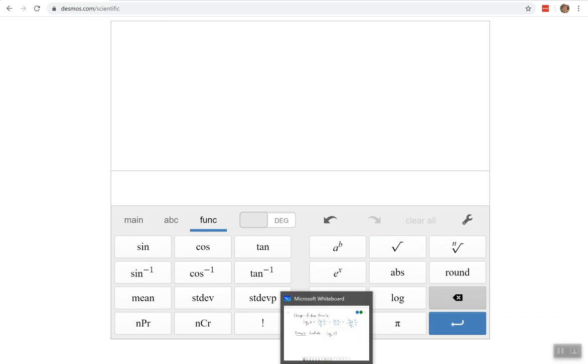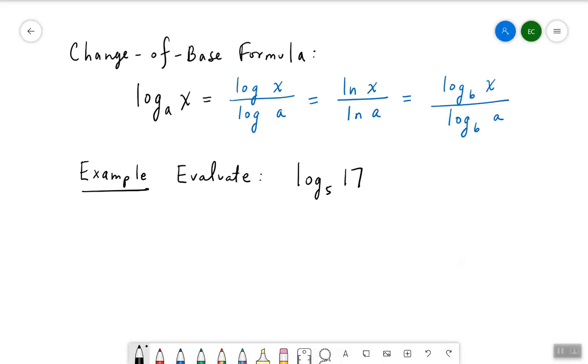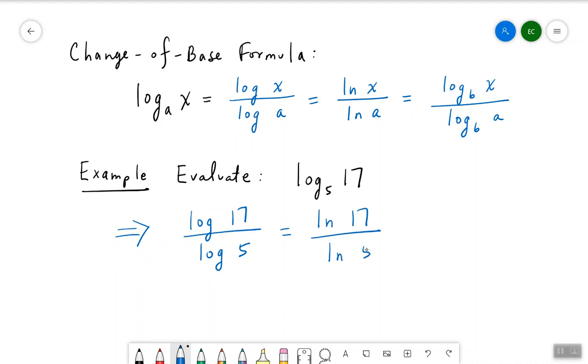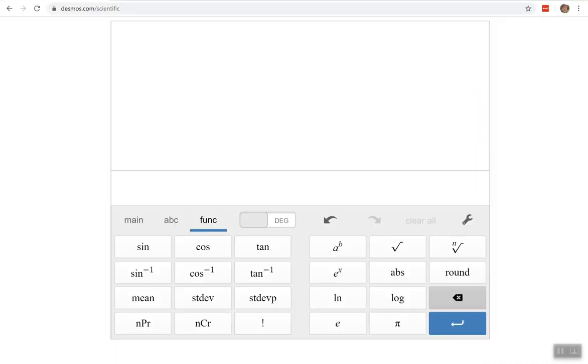So if you want to evaluate an expression like log base 5 of 17, then the key is to use the change of base formula. And so we could write this as the common log of 17 divided by the common log of 5. Or we could write this as the natural log of 17 divided by the natural log of 5. Either one would be fine. And they'll both give us the same answer.